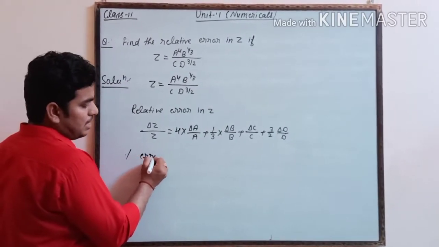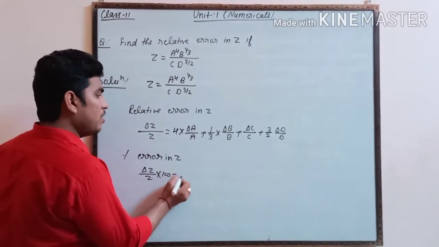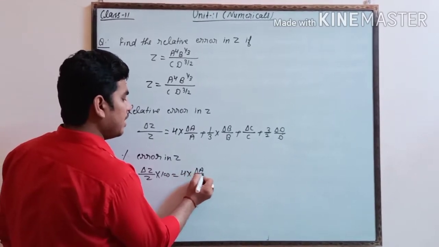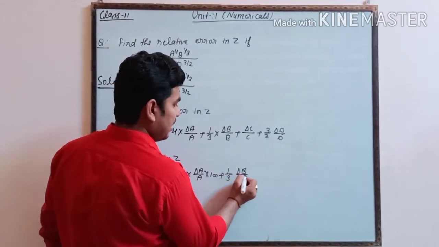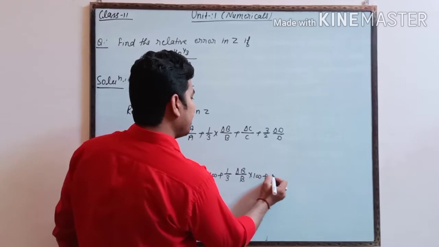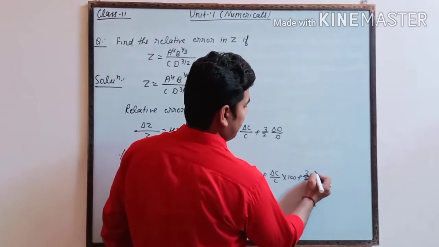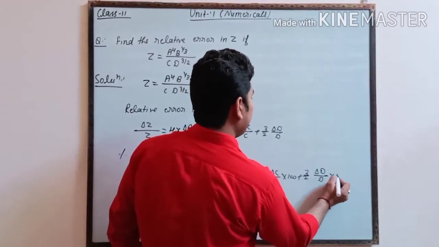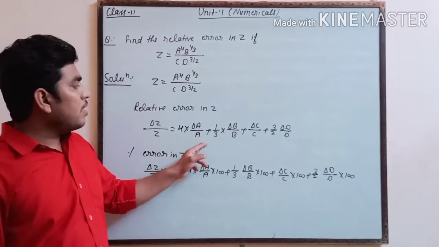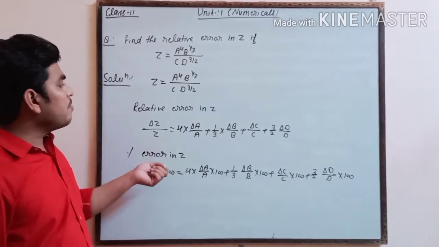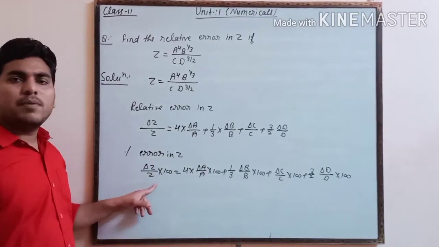Now percentage error in Z, delta Z upon Z into 100, 4 into delta A upon A into 100 plus 1 by 3 delta B upon B into 100 plus delta C upon C into 100 plus 3 by 2 delta D upon D into 100. This is the percentage error in Z. If the errors in the measurement of A, B, C and D are given, then we can find the error in the measurement of Z.